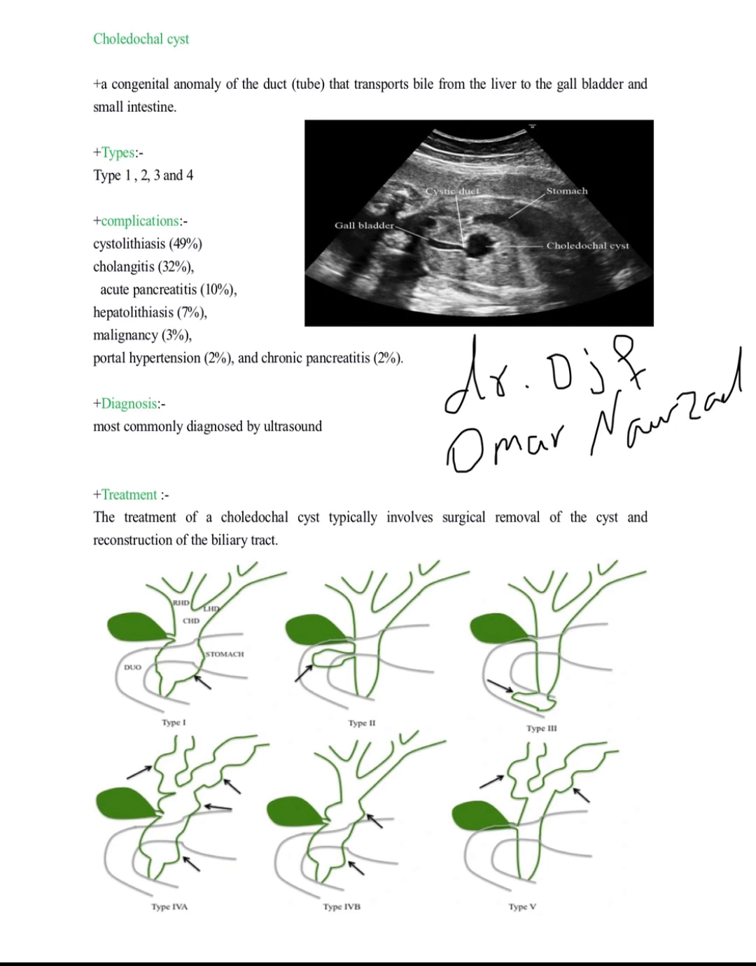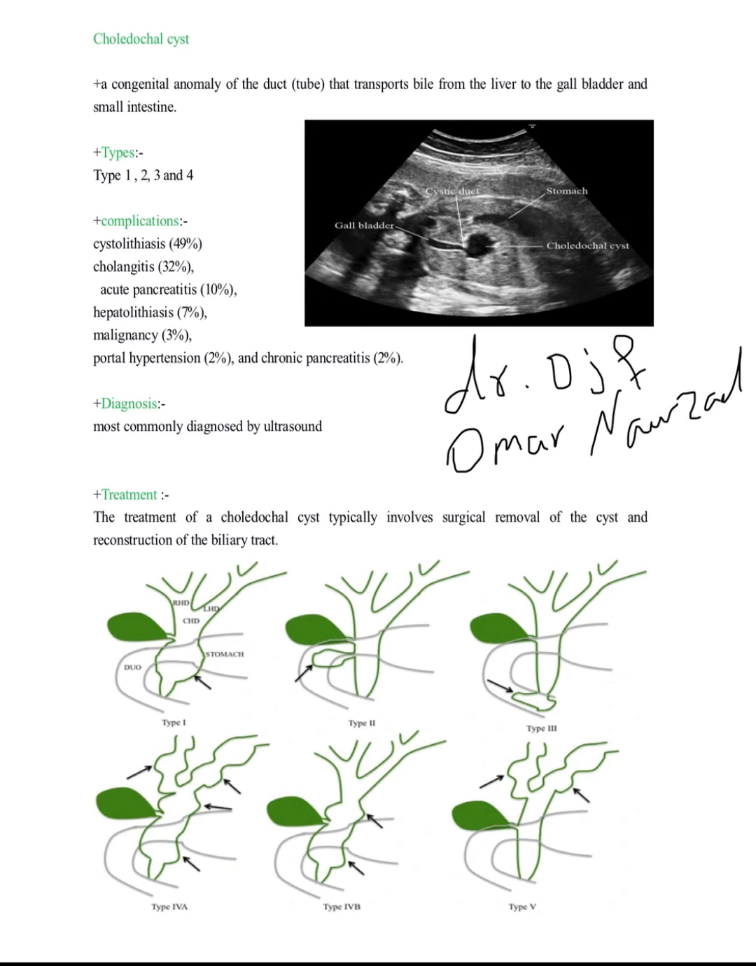The exact cause of this condition is not known, but is thought to be related to a combination of genetic and environmental factors. There are several types of choledochal cysts, including type 1, 2, 3, and type 4. Type 1 is the most common type, accounting for approximately 80% of the cases, and involves the dilation of the entire common bile duct. Type 2 involves the dilation of the extrahepatic bile duct, while type 3 involves the dilation of the intraduodenal bile duct. Type 4 is a combination of type 1, 2, and 3.